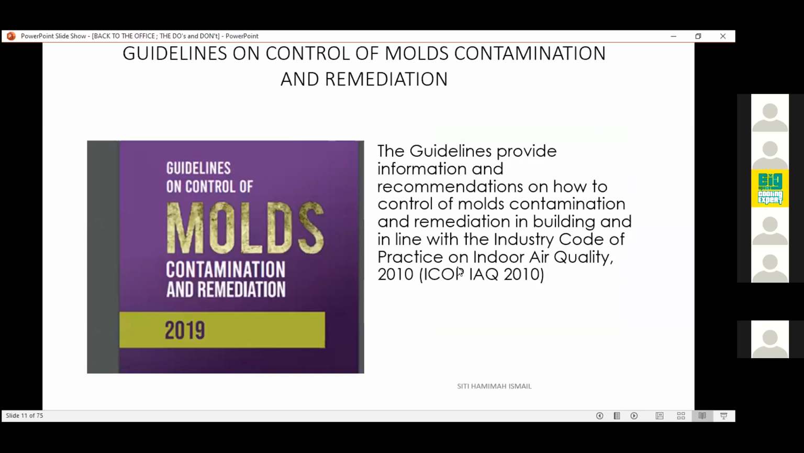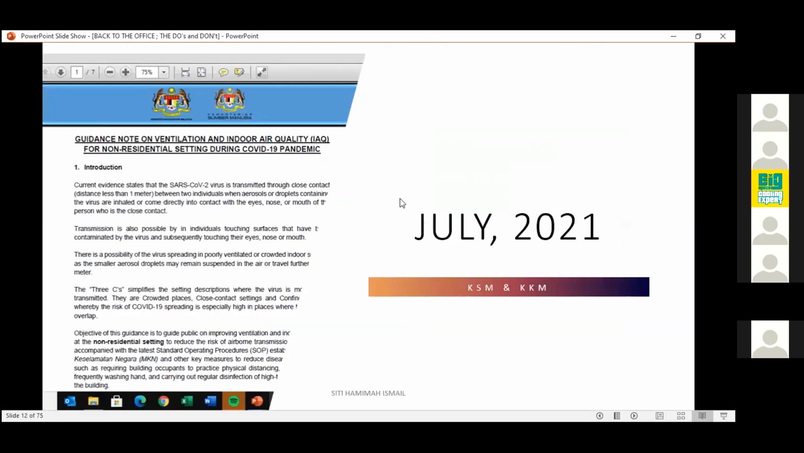Okay, So this is another guidelines coming from the same department. So guideline on the control of mold contamination and remediation. Again, this one is supposed to support our ICOP. Okay. And latest that you can see is the guidance on the ventilation node and indoor air quality. If you look into the requirement recently on SOP, PN tak silap I, there is a requirement you have to maintain the indoor air quality kan.